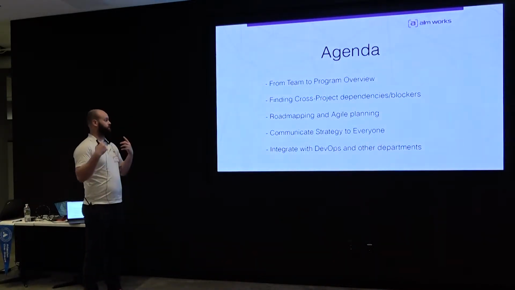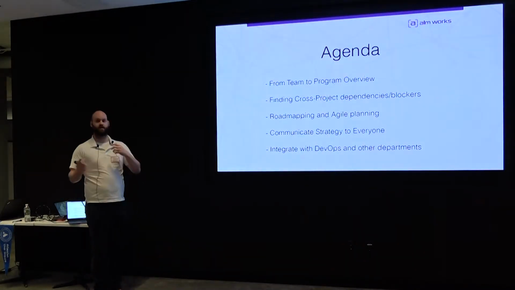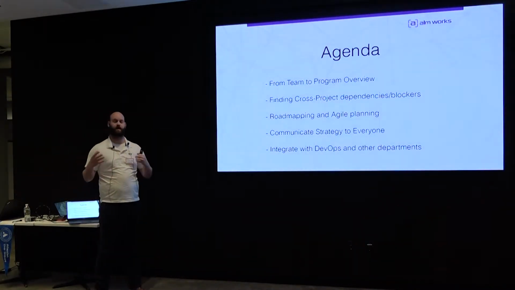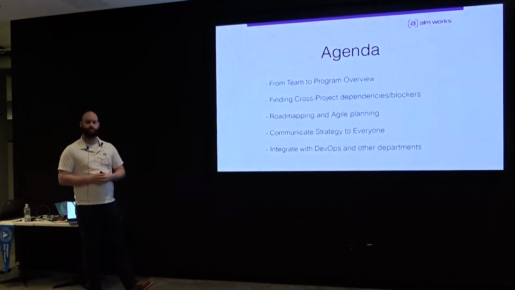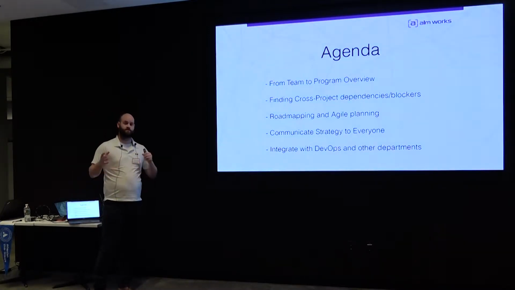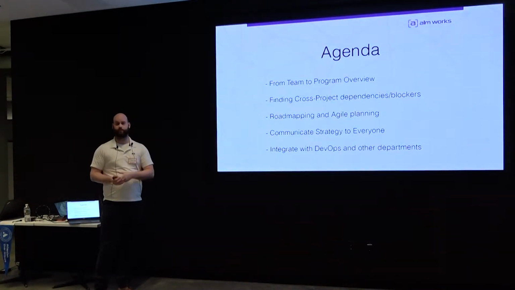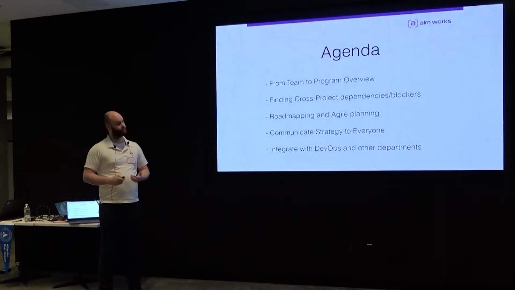Then we're going to talk about communicating the strategy of the organization and figuring out how best we can share this and make this accessible to everyone. And finally, we're going to talk about integrating with DevOps and other departments. Sometimes different departments have different requirements. Sometimes they use different tools. So all these things are potential challenges, but also things that we can overcome and adapt and together be successful.